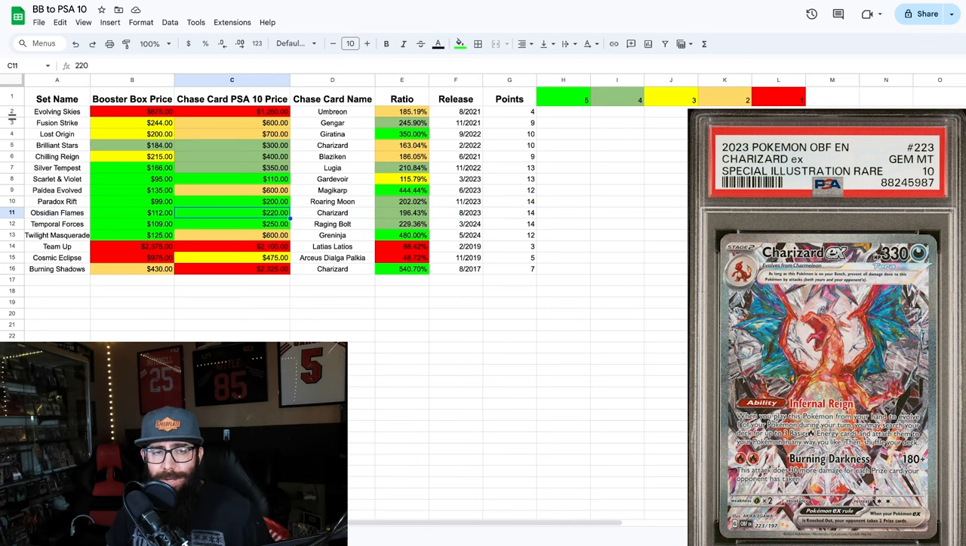My gut tells me that the chase card here, the Charizard, is just going to climb in value. That's just more of a gut thing. So this is another one of those. If you can get both, I'd pick up one or two Charizards. It depends on your budget, obviously.